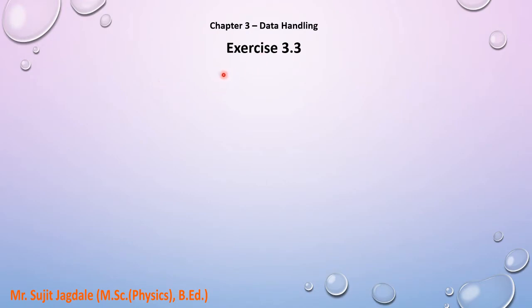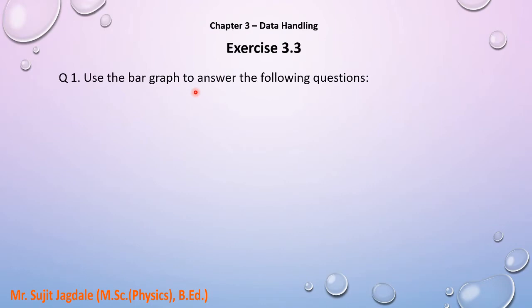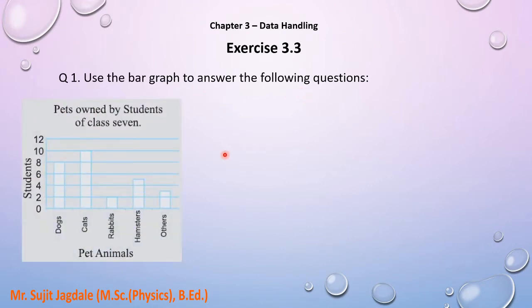First of all, we are going to consider the first example: use the bar graph to answer the following questions. One bar graph is given. You have to remember the previous concept which we have seen in the 6th standard, how a bar graph is given. First of all, we consider the title. This is the title of the bar graph. The title gives the information about the data, which type of data is given in this bar graph.